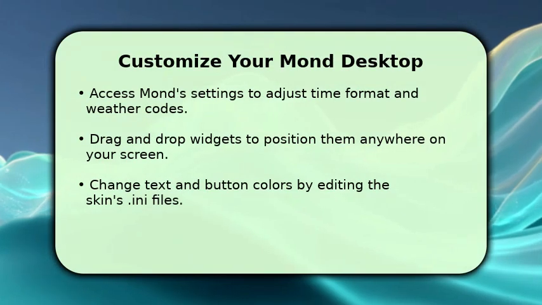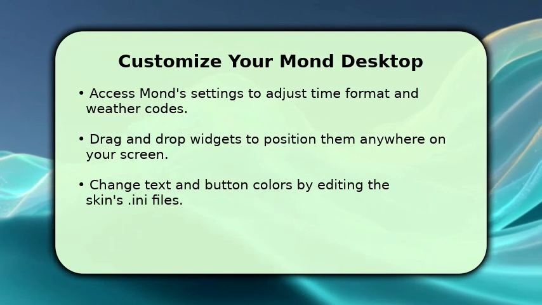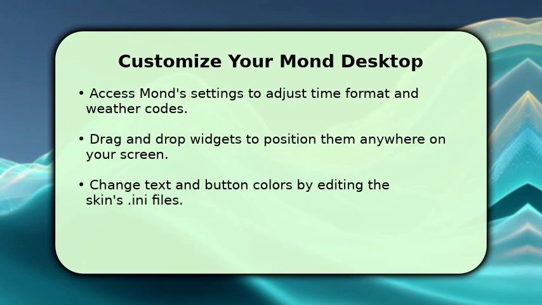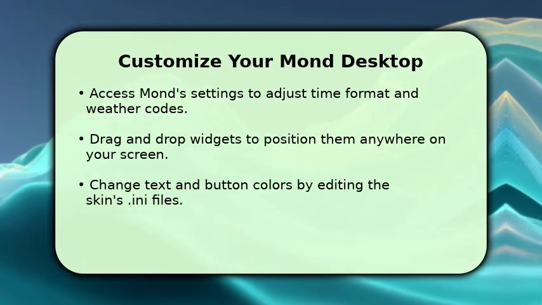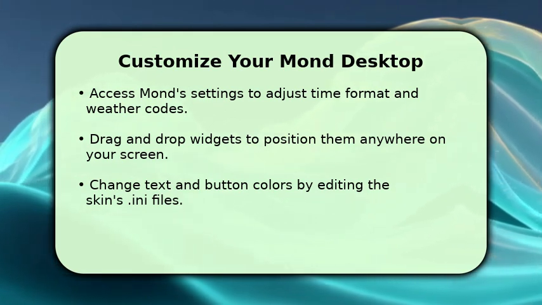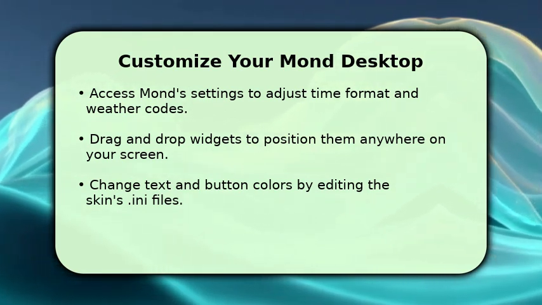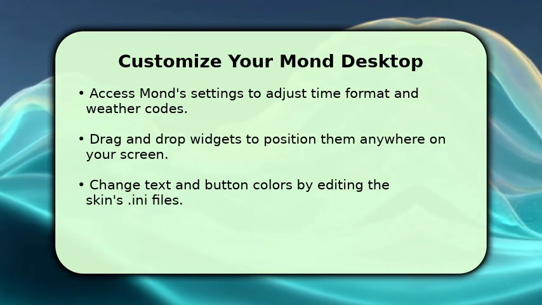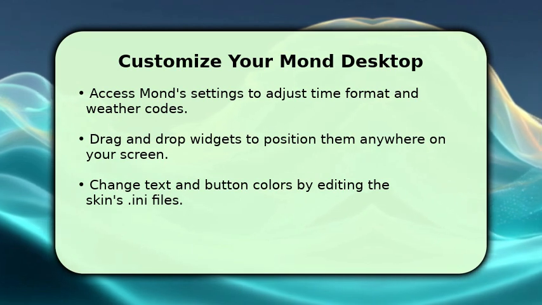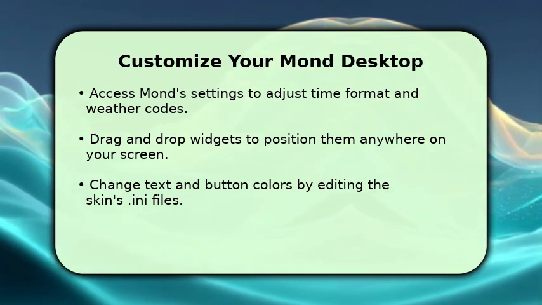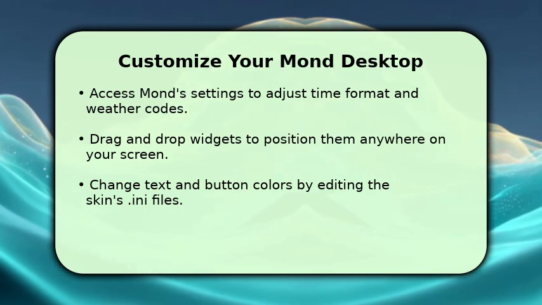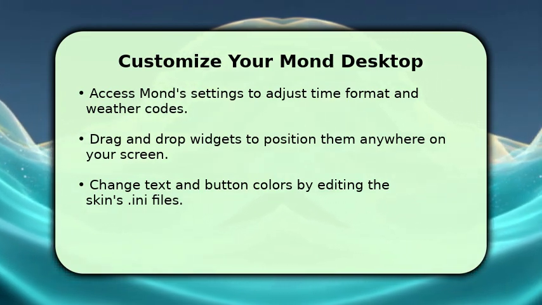Now for the fun part, customization. You can access Min settings to tweak various elements, such as switching between a 12-hour or 24-hour clock, or updating your weather code for accurate forecasts. Feel free to drag and drop the individual widgets, like the clock or music player, to any position on your desktop. For deeper changes, you can edit the skin's .ini files to modify text colors or button appearances. Consider hiding your desktop icons for a truly clean, minimalist aesthetic.